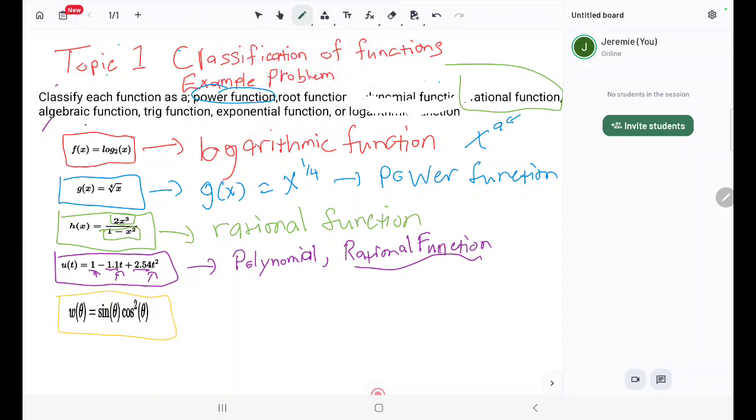And then the final one that we're going to look at in this example is w of theta equal to sine of theta times cosine squared of theta. And this one is just straight out a trigonometric function. So we're going to call this a trig function.